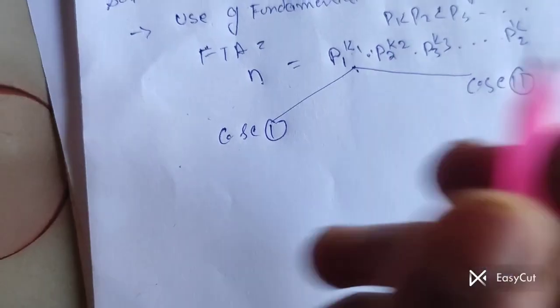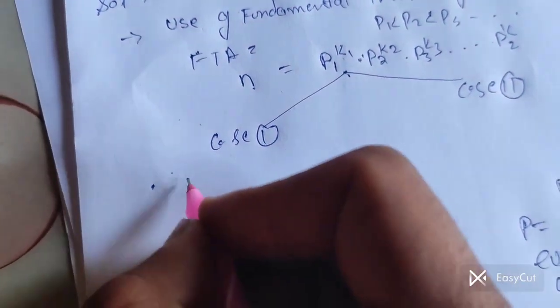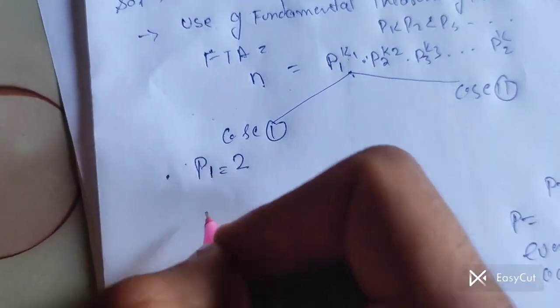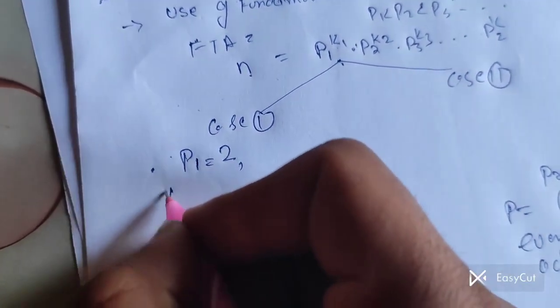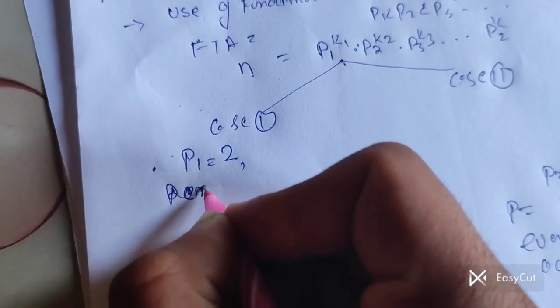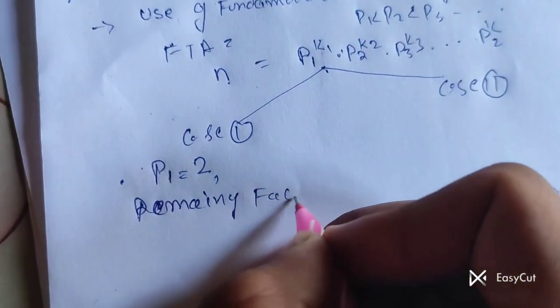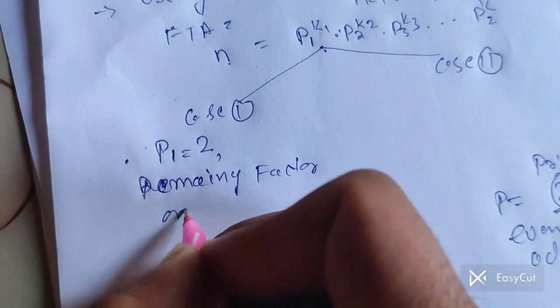So here our first prime, that is p1, is equal to 2, and the remaining factors are odd.